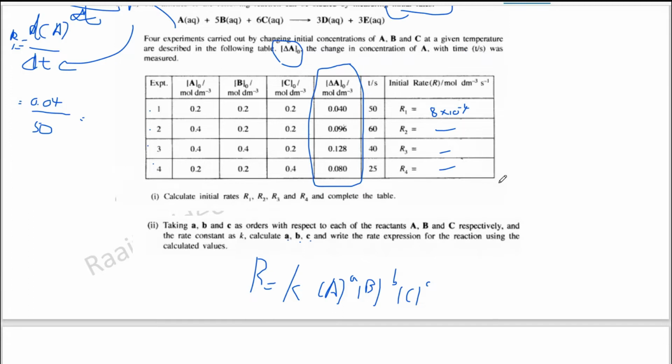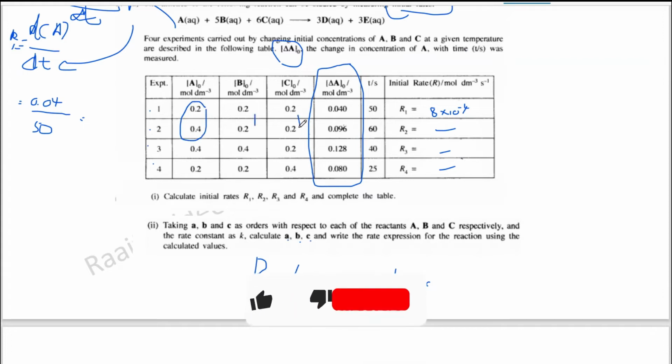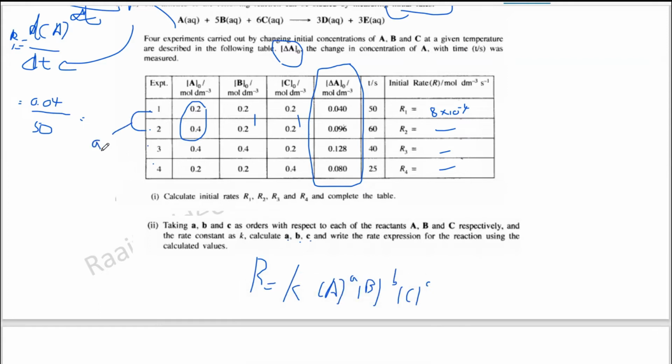You find the order with respect to A, B, and C. For example, if you take experiment 1 and experiment 2, here you see the concentration of A is changed, while B and C are kept constant. So automatically from experiments 1 and 2, you will find the order of A.